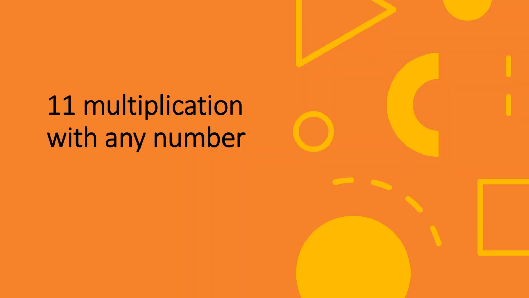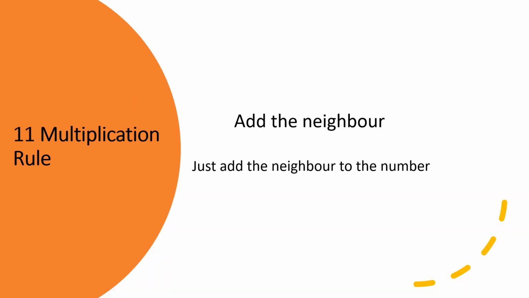Now we are going to see an example of a multiplication with a multiplier 11 and a 4-digit multiplicand number. Here is the rule for the multiplication of any number with the number 11, that is, add the neighbor.